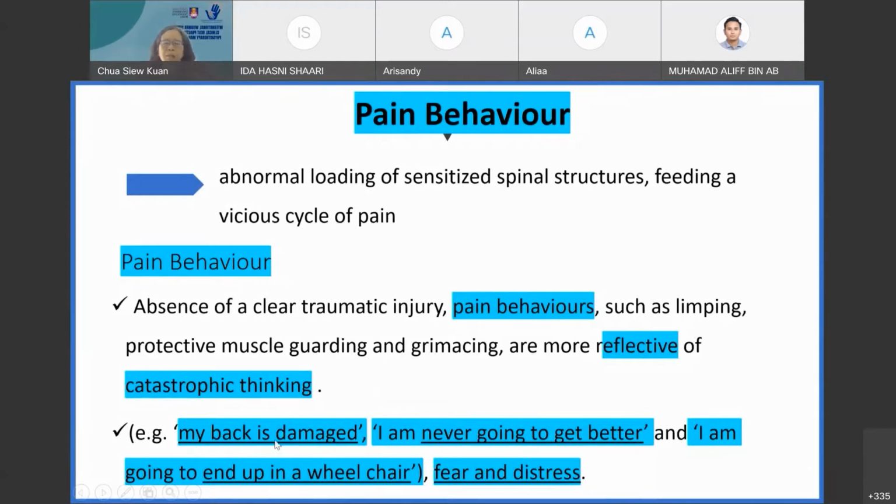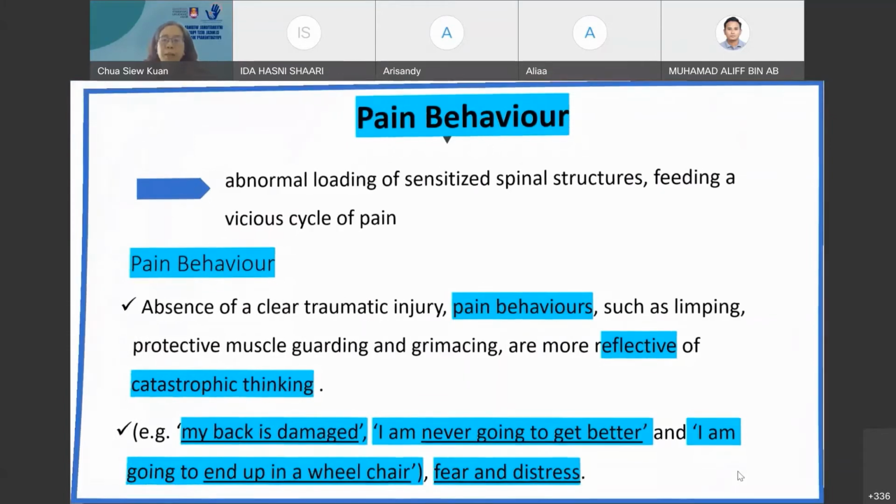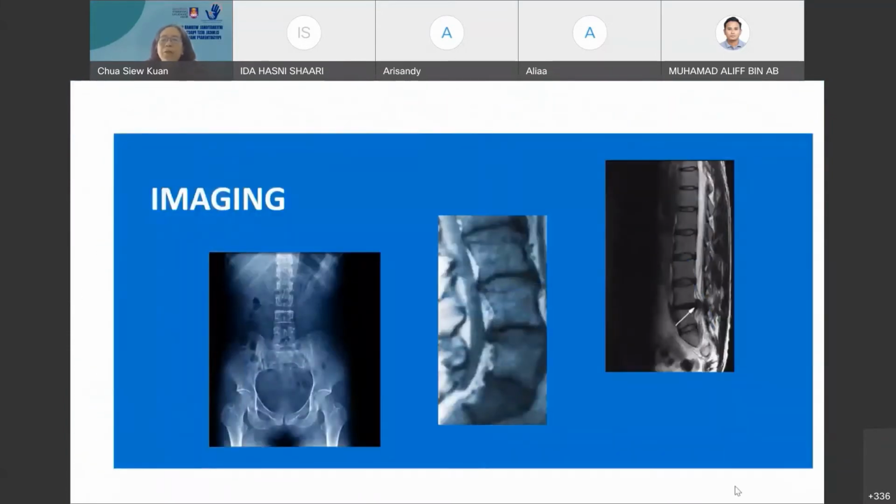Some examples, like people will say, my back still hurts, I want more treatment. This group of patients is more likely to seek a passive approach, wanting the best treatment among the best. So they will consult this surgeon, that surgeon, this TCM or that TCM, and even move from government physiotherapy practice to a private clinician. You can see here in Malaysia this is very common.